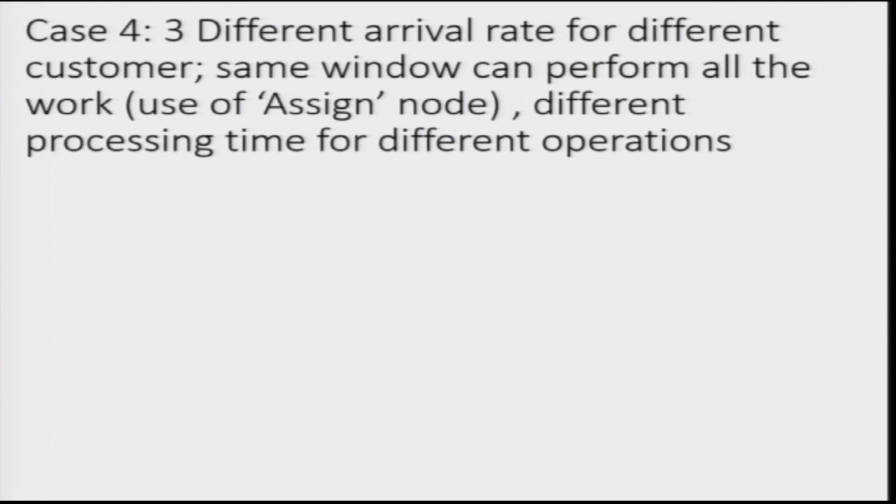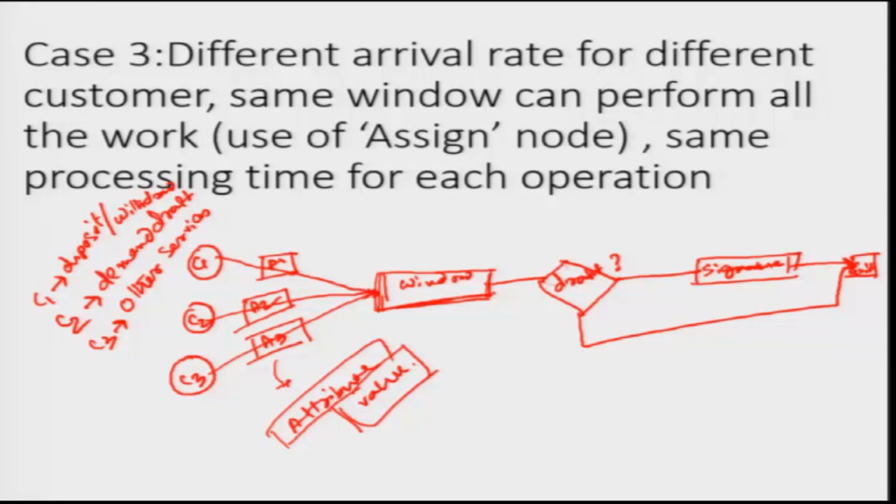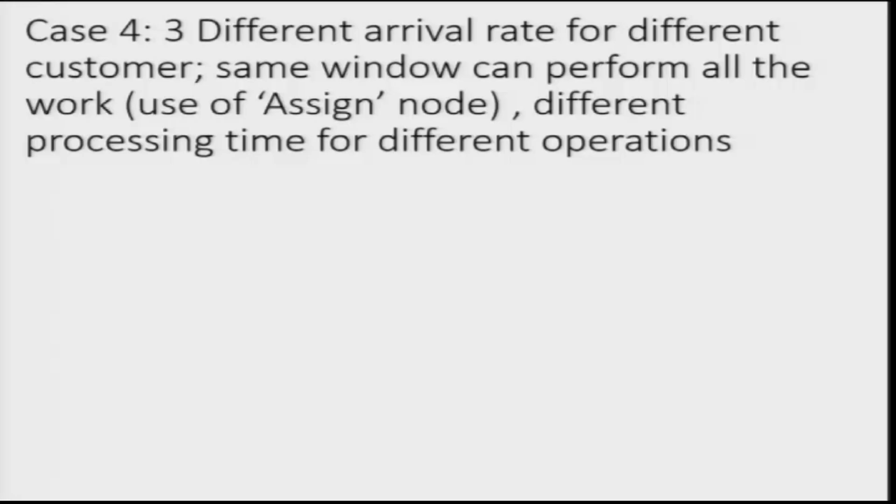In the previous case we also discussed the assign node, but the problem is that it is not that practical, because in the process window we assumed that all the processes require the same kind of time, whereas in practice that is not the case. When you go to the bank for money deposition, money withdrawal, or a demand draft, the time cannot be the same for all these processes. You have to bear different times for different kinds of processes.